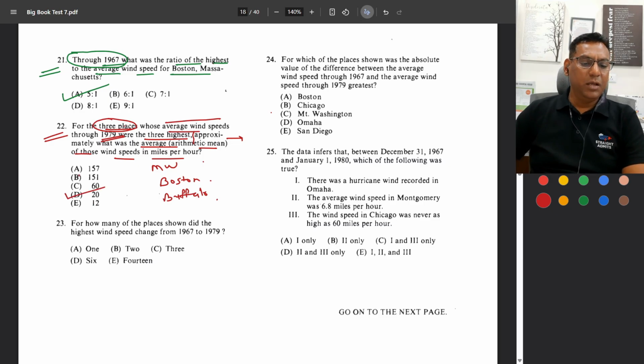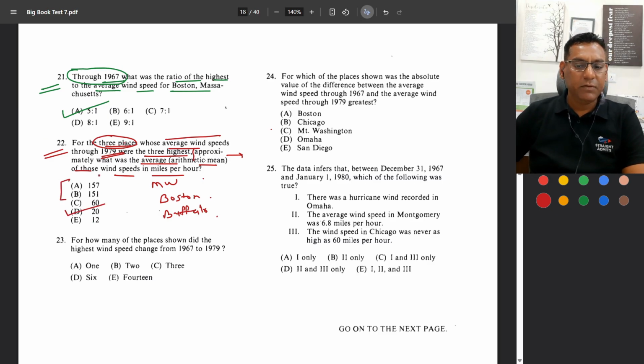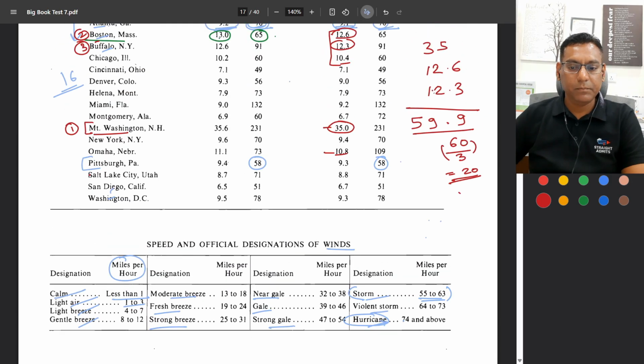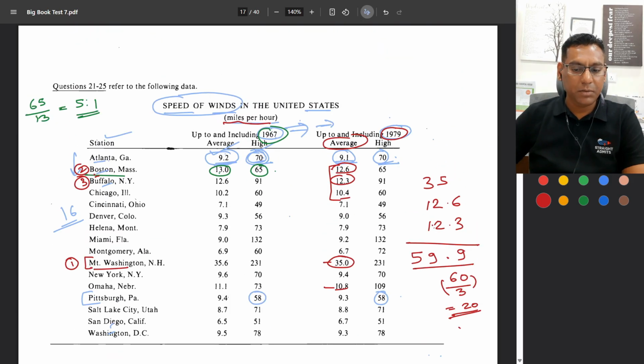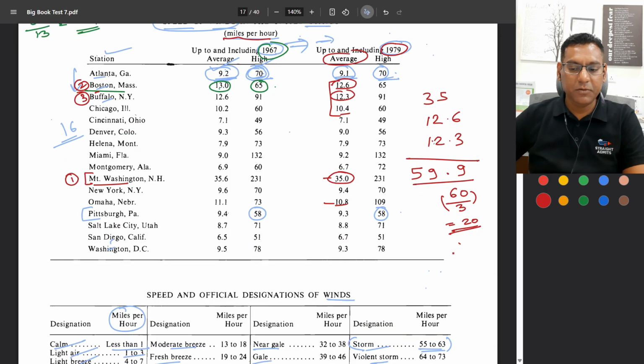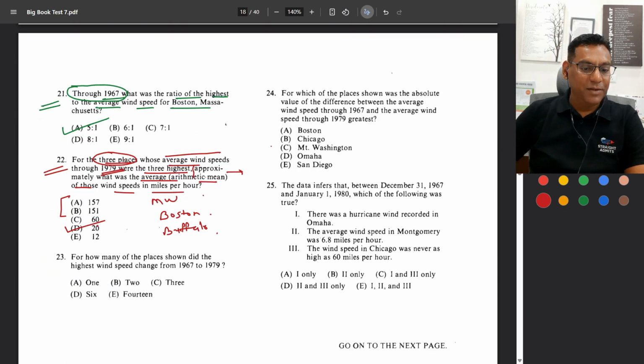Okay, why are they giving 157, 151? Those are really off numbers. Are they mentioned here? 157. Even if you add them up, you don't get that. I don't know. Yeah, this was a tricky one. If you add them up, you get 60, right? But they are asking for the average, not the sum. So the answer is going to be D.